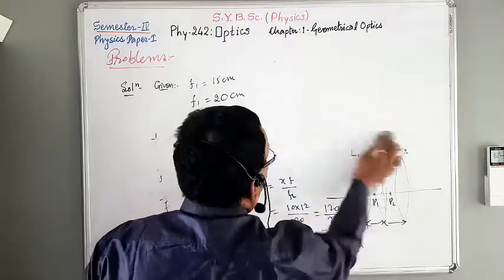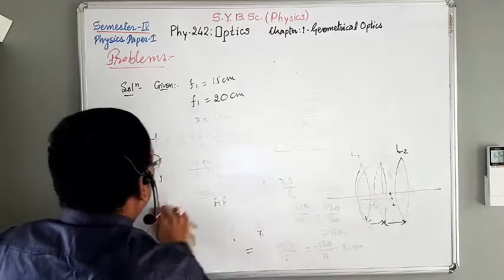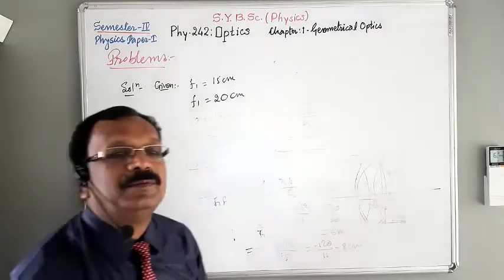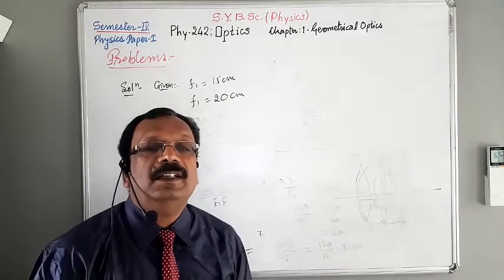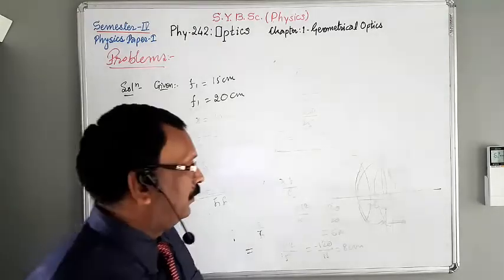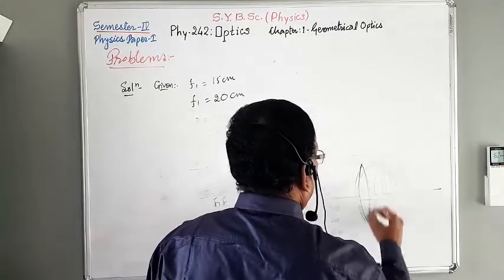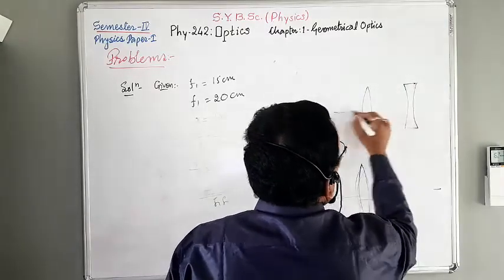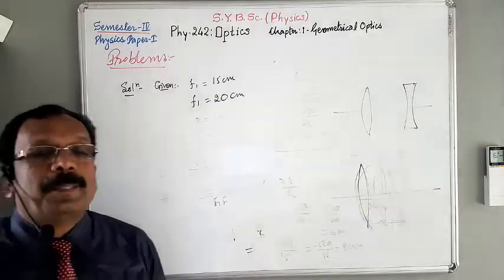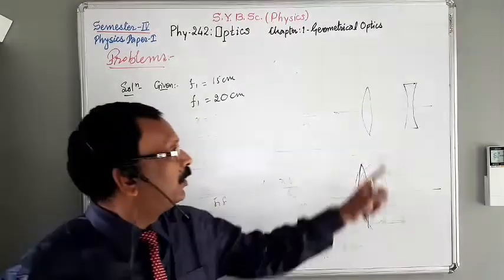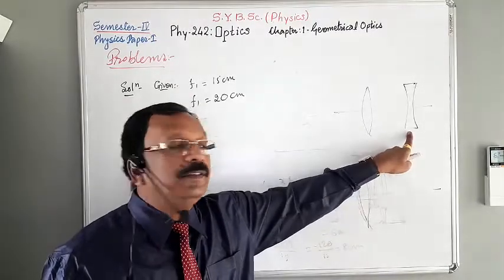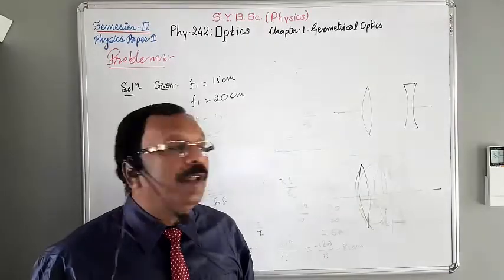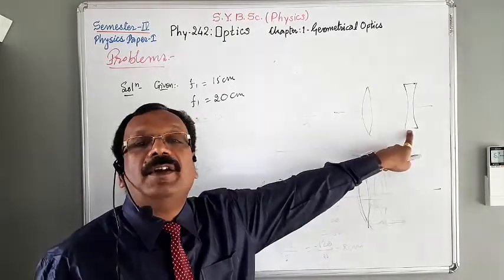Again, by the same method, we are going to see different problems with the same system. Now consider the next problem, a thin converging and diverging lens. Here two lenses are used, but one of them is converging and the other is diverging, or one is convex and the other is concave. Instead of both being convex, one of them is concave.